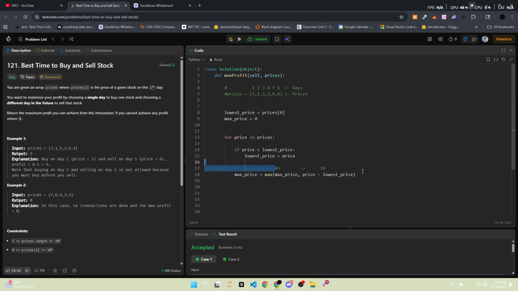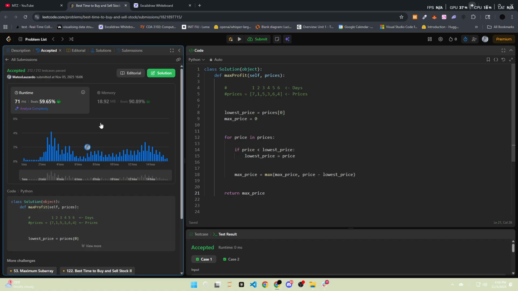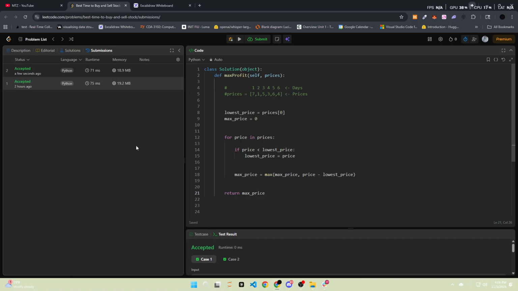So with all that being done, if we return max underscore price, right, we should get our answer. There you go, and it works perfect. So let's submit it. Beautiful.